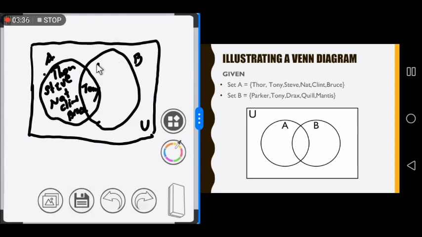Then, on set B, since nandito na si Tony sa set B, sulat na lang natin si Parker, si Drax, at saka si Quill. Then si Mantis. Okay, ayan. So, we have the Venn diagram for the given two sets. Ayan, nakalagay na siya dun sa ating set. As you can see, Tony is written only once because writing his name on the intersection part will mean that he is already a member of Group A and also a member of Group B.